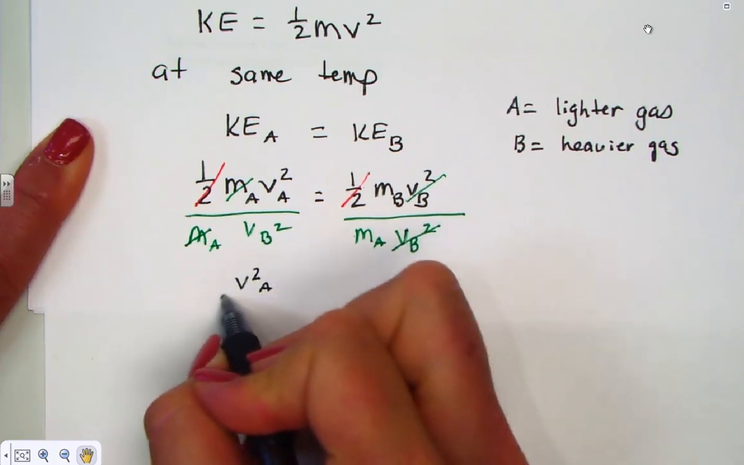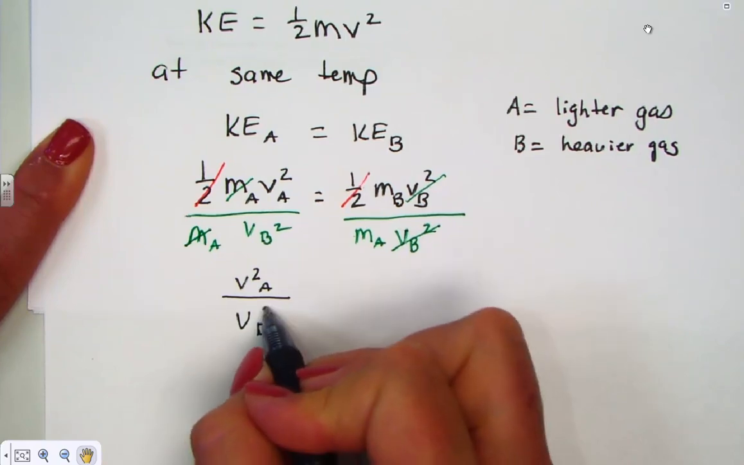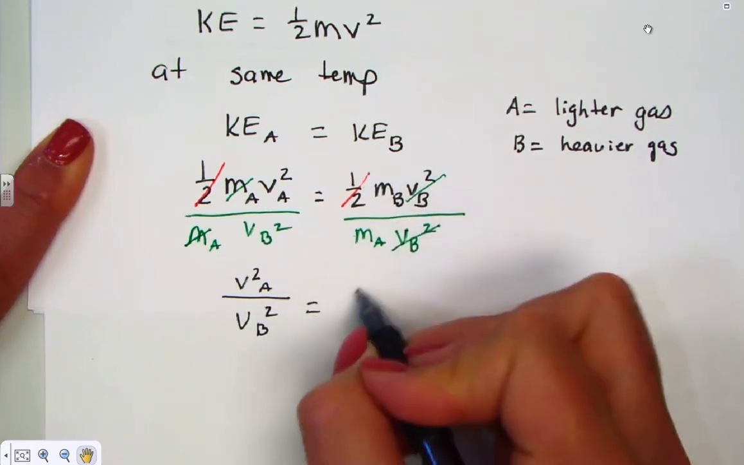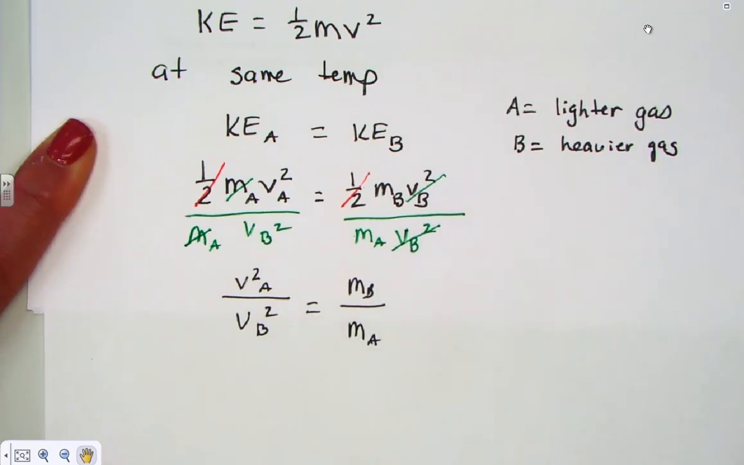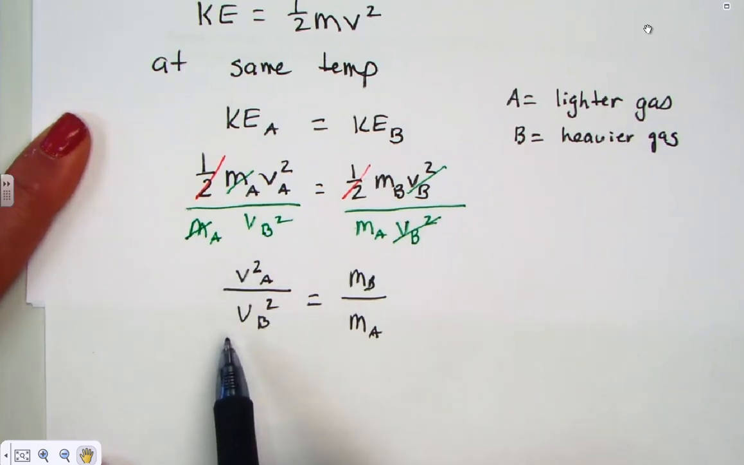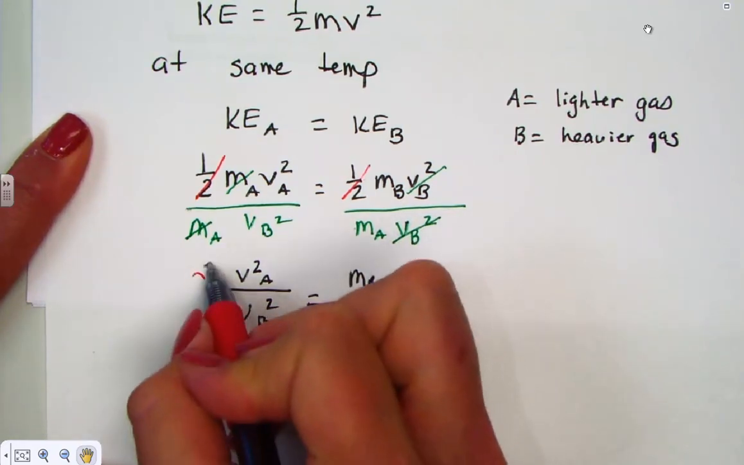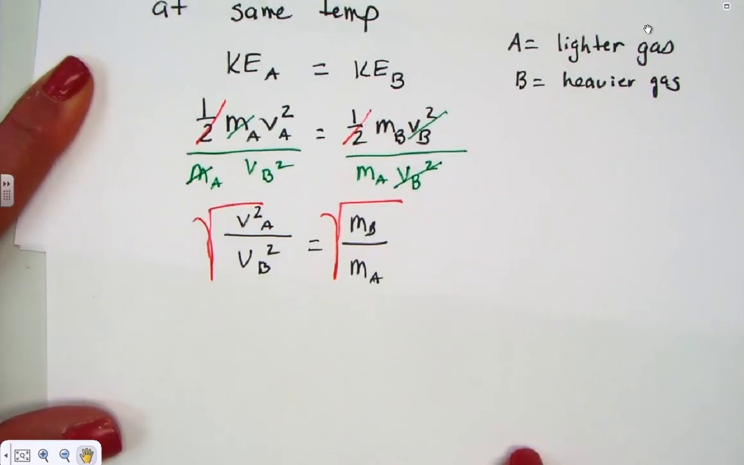The velocity of gas A squared over the velocity of gas B squared is equal to mB over mA, where m is the molar mass, just the weights off the periodic table. Now notice I want the ratio of velocities, not squared, but by themselves. So now let's take the square root of both sides. And by doing that, we're getting rid of the squared signs for the velocity.